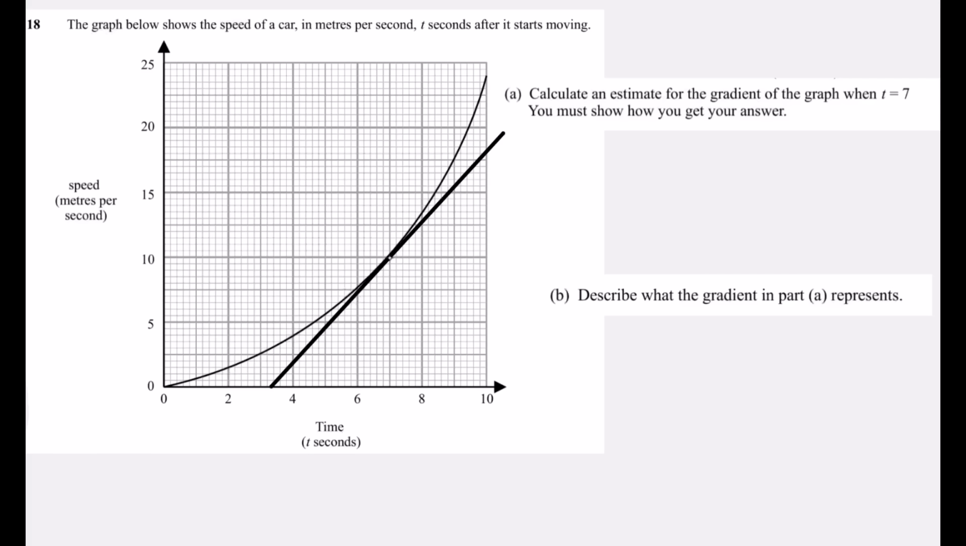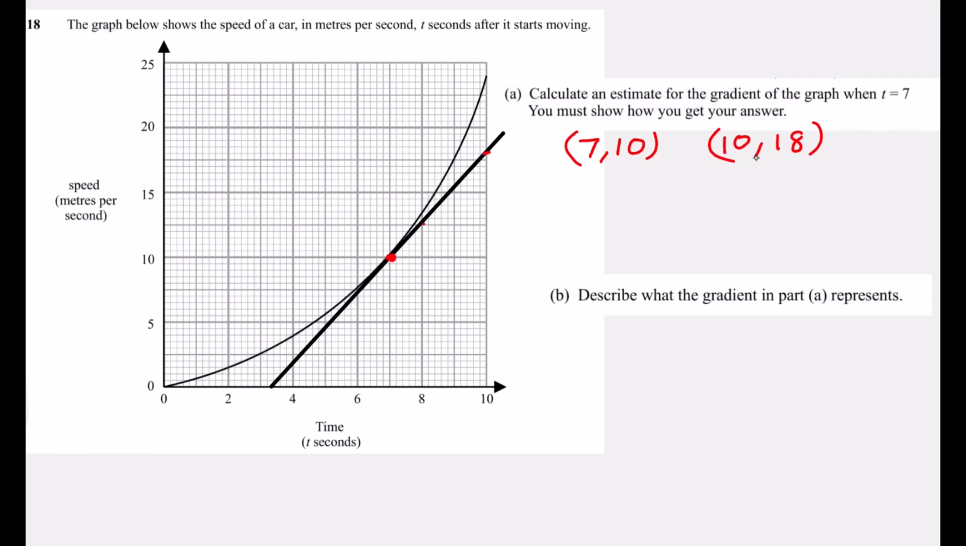And then, once you've drawn the tangent, you work out the gradient of the tangent. So ideally you'd find two nice points. So 7, 10 looks like a nice point. Then it looks like we've got 8, 12.5. We could use that one, or we could use one further up. Maybe 10, 18. Let's go with 10, 18.